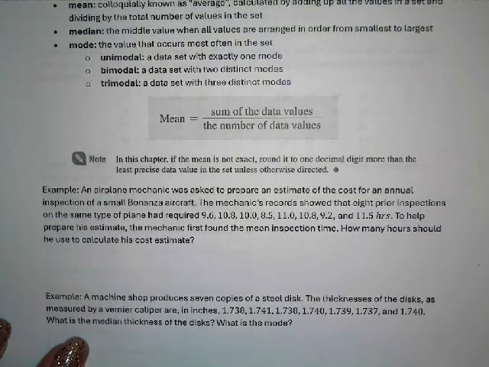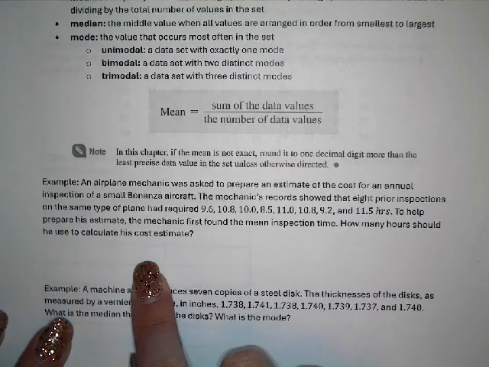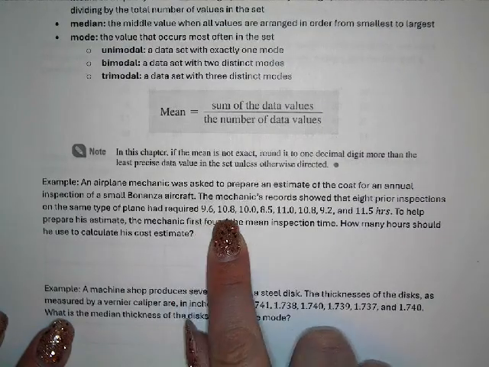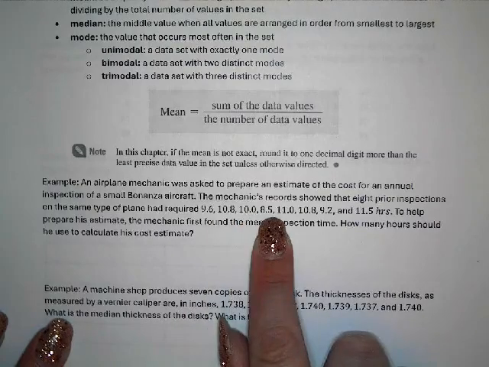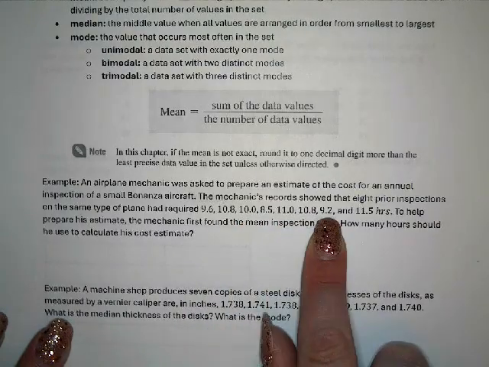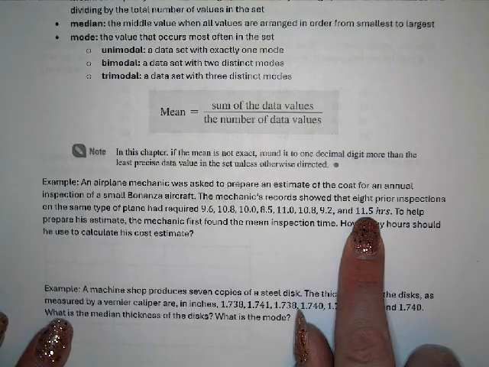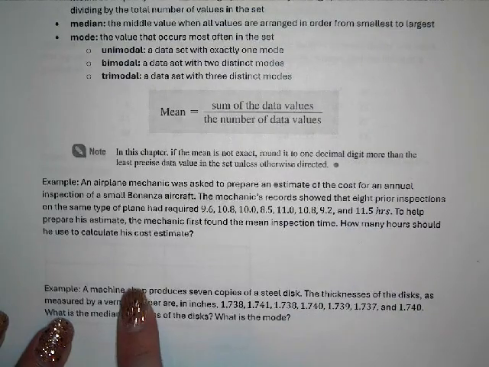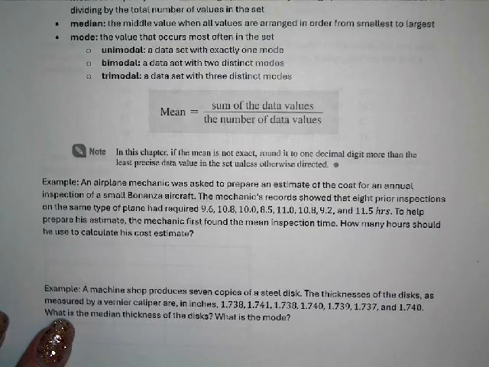All right, this example says an airplane mechanic was asked to prepare an estimate of the cost for an annual inspection of a small Bonanza aircraft. The mechanic's records showed that 8 prior inspections on the same type of plane had required 9.6, 10.8, 10, 8.5, 11, 10.8, 9.2, and 11.5 hours. To help prepare his estimate, the mechanic first found the mean inspection time. How many hours should he use to calculate his cost estimate?